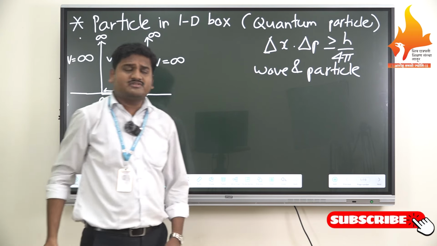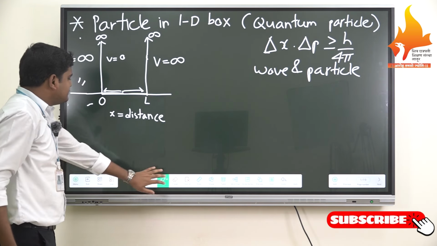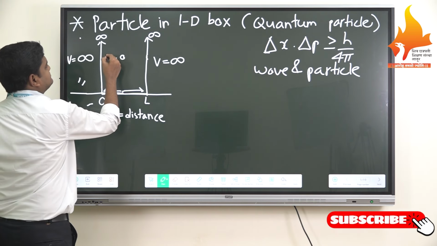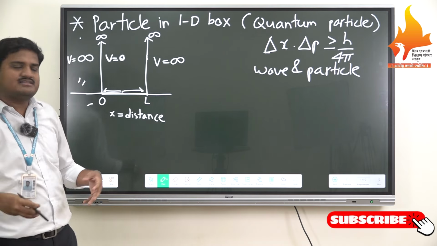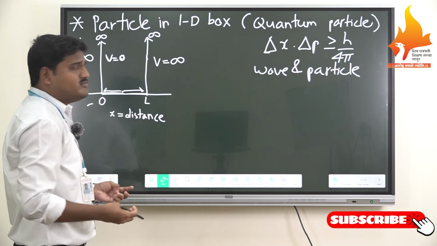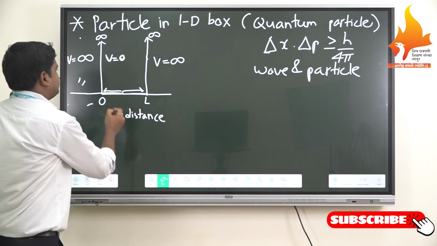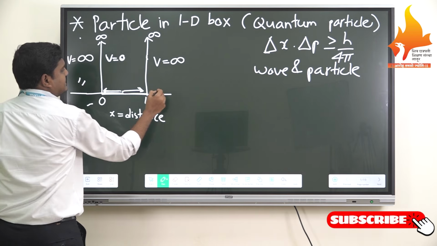So today we will learn about the particle in a 1D box, which is the simplest case, because here we consider the potential to be 0 inside the box. The particle inside the box is like a rock at the bottom of a well, which moves only in one direction, the x direction.